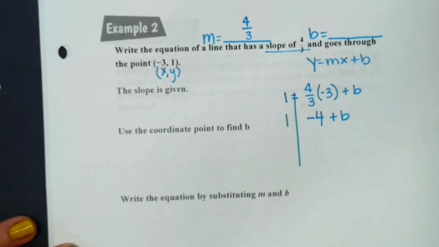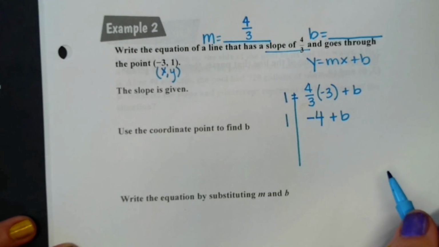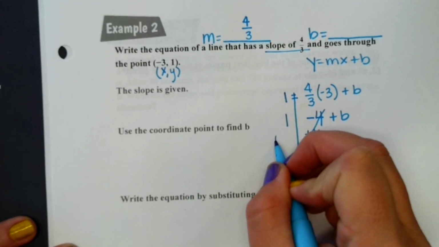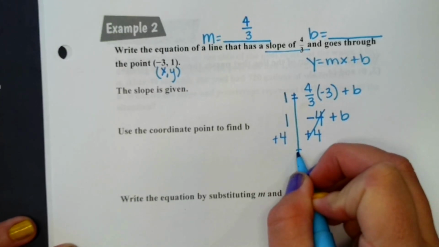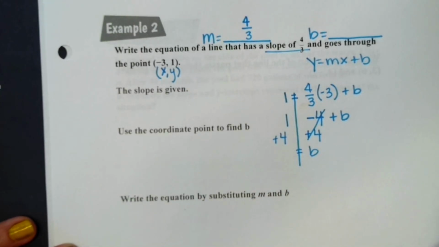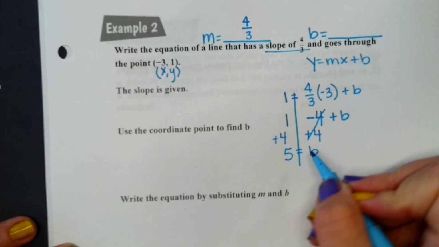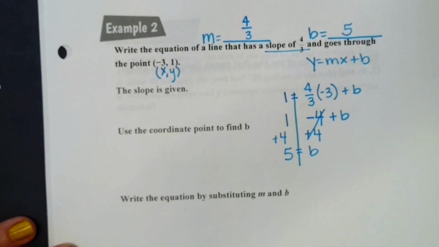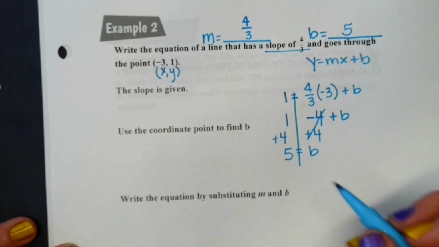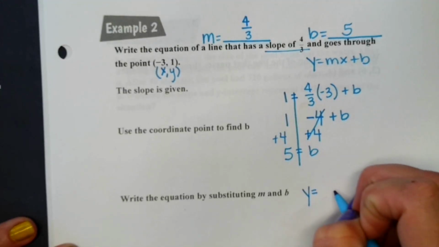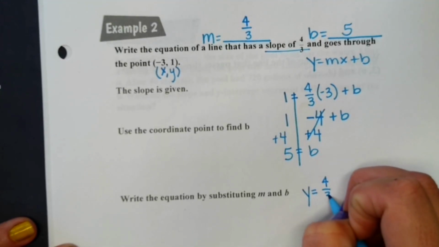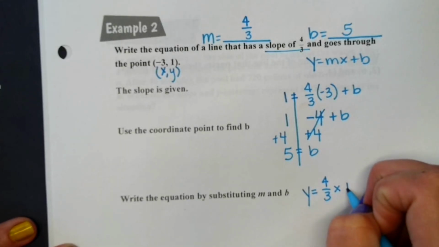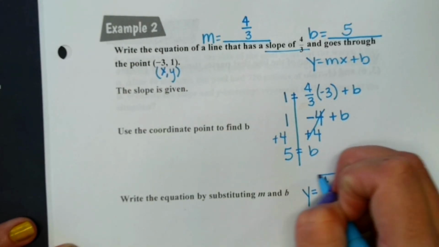Now, how would I get b by itself? +4. Excellent. See why we did unit 1 first? So what does b equal? 5. So I can put that up here, right? So now do I have all the information I need to write my equation? So y equals 4 over 3 x plus or minus? Plus 5.